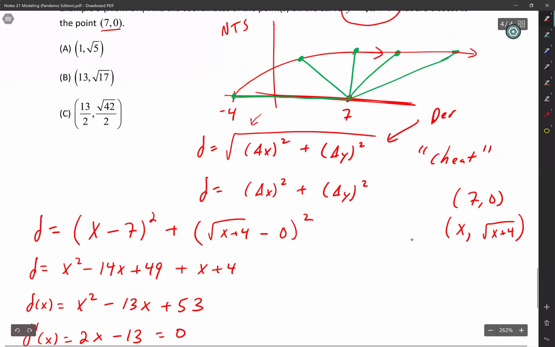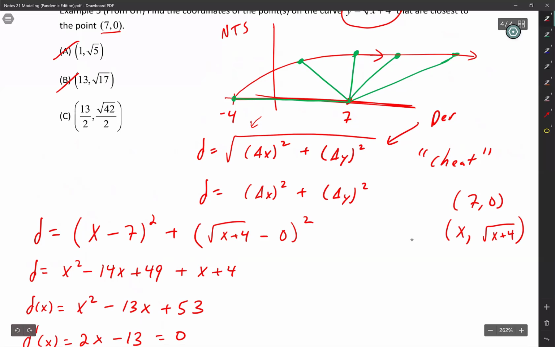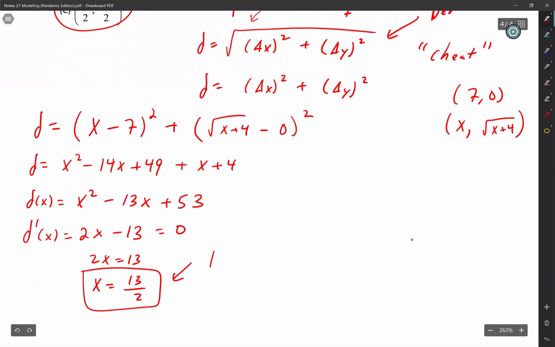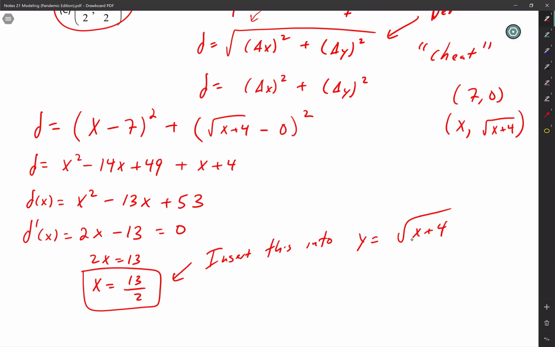All right. Delete anything that does not have a 13 over 2. How did they get the square root of 42 over 2, guys? Yes. Insert this into y equals the square root of x plus 4. Whew. We okay? All right. All right, guys. That was the last one.